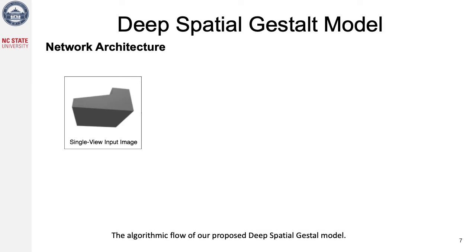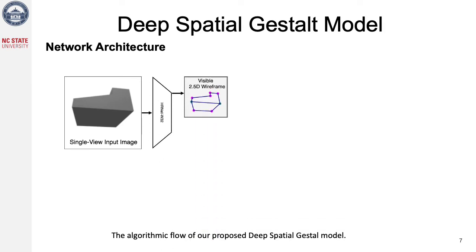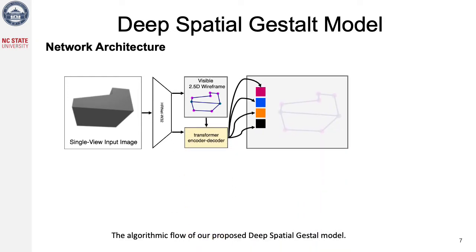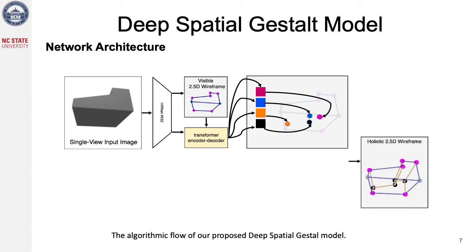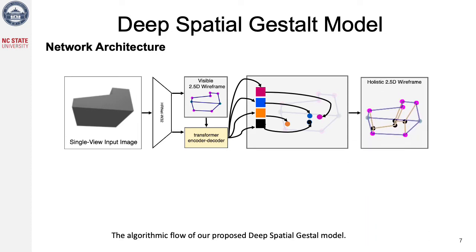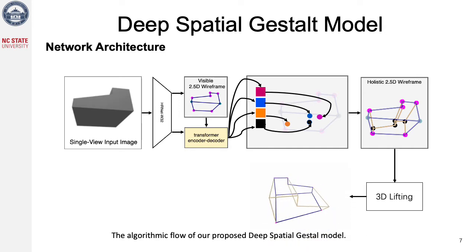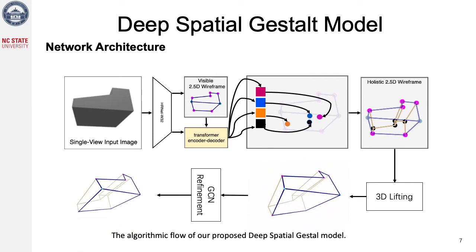Given the input image, our Deep Spatial Gestalt model first uses the line segment detector HAWP to detect the 2.5D visible wireframe. Then we utilize two parallel encoder-decoder transformers to capture both the contextual information presented in the image features and the geometric information presented in the observable 2D wireframe. In the decoding stage, two parallel decoders share the same learnable queries to yield the hidden junctions. The hidden lines are obtained by verifying the enumeration of all pair proposals of the hidden junction and visible junctions. Then we obtain the initial 3D wireframe model by lifting the 2.5D holistic wireframe, which is finally refined by a graph convolution network.